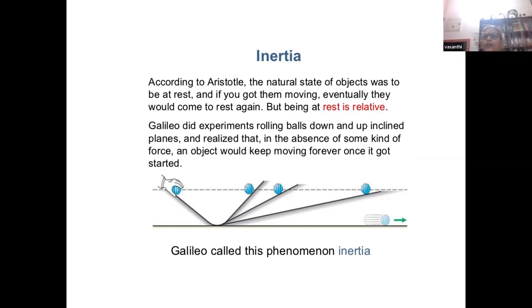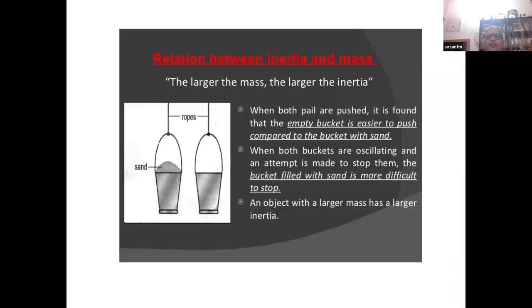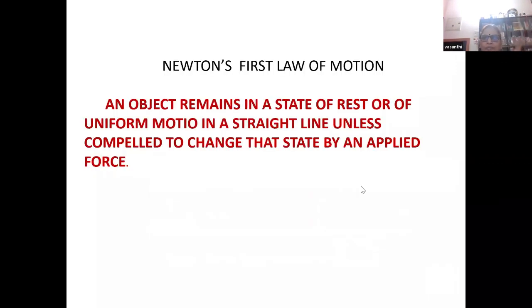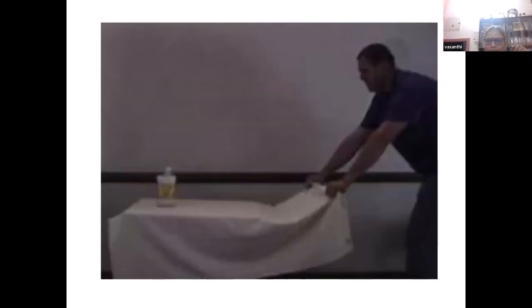That idea started with Galileo, and Newton modified it and stated the first law. So now we know, then ask the children to conclude. So children, now you know that an object at rest remains at rest. An object in motion will continue moving unless it is acted upon by an unbalanced force. Now the children will come beautifully with the statement of Newton's first law.